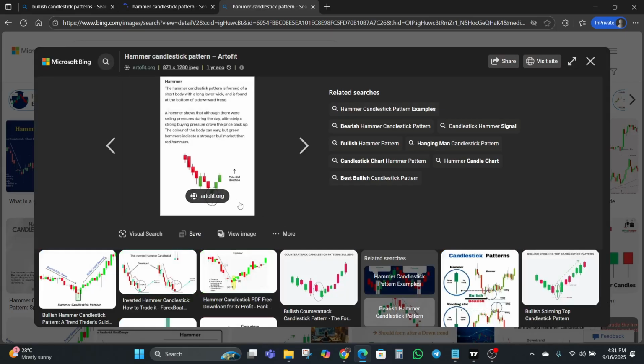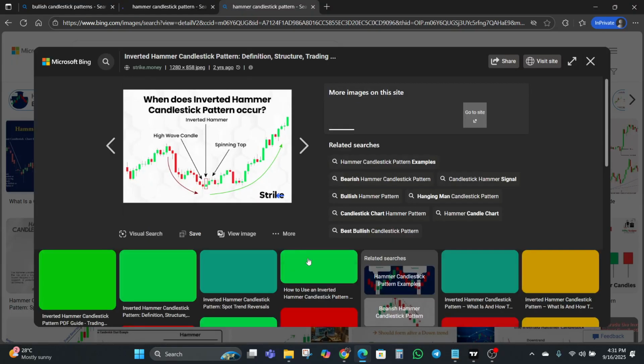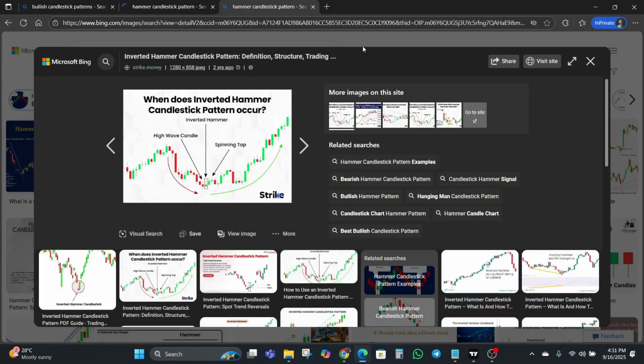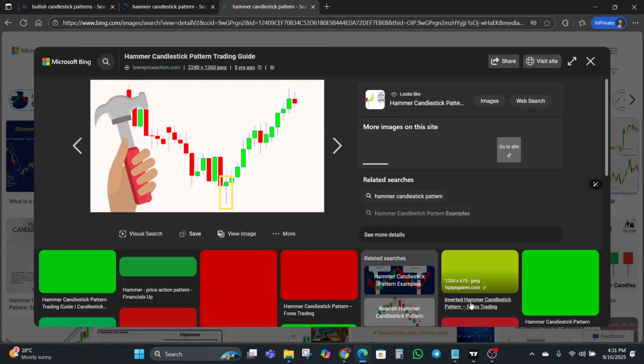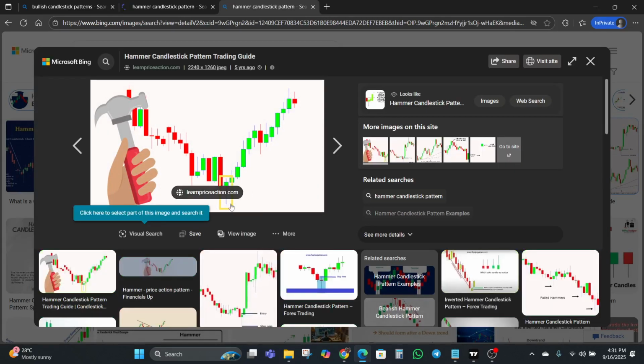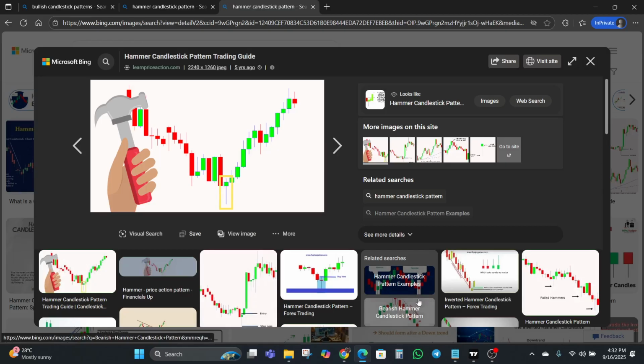So it has a small body. The hammer has a small body and then a long wick below, little to no upper shadow and then a long lower shadow. What it's telling you is that sellers pushed the price down during the session, but buyers stepped in, brought it back up before the candle closed.